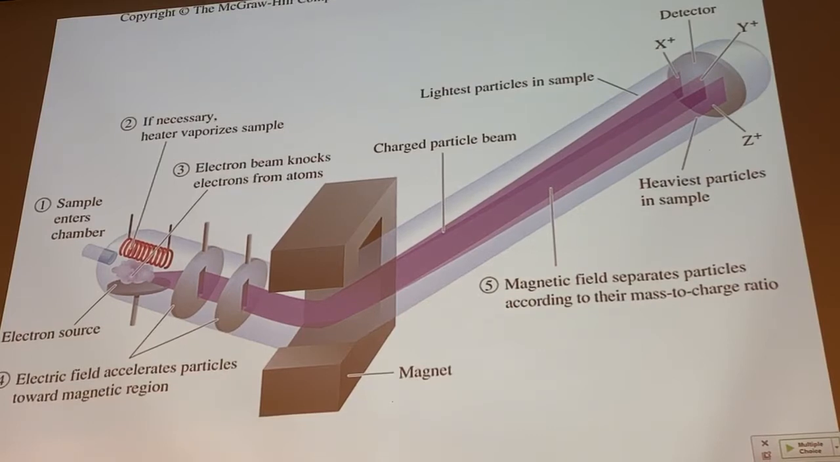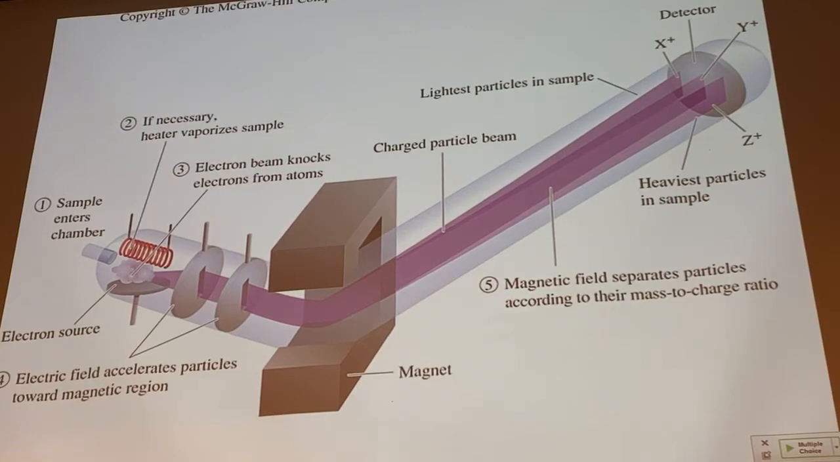Z is usually 1, but as we'll see in some mass spectrometry, it is not 1, it is greater than 1. In most cases it is 1, but not always. So the particles with the higher mass to charge ratio are bent less by the magnetic field. So they're going to hit towards the right side of this detector. The particles with a lower mass to charge ratio, their path is going to be bent more. They're going to be detected at the left side of this detector. So where the particles hit the detector depends on that mass to charge ratio. So that's how we figure out what it is.